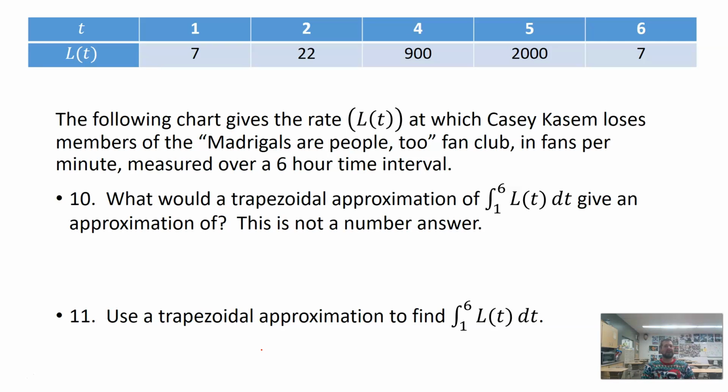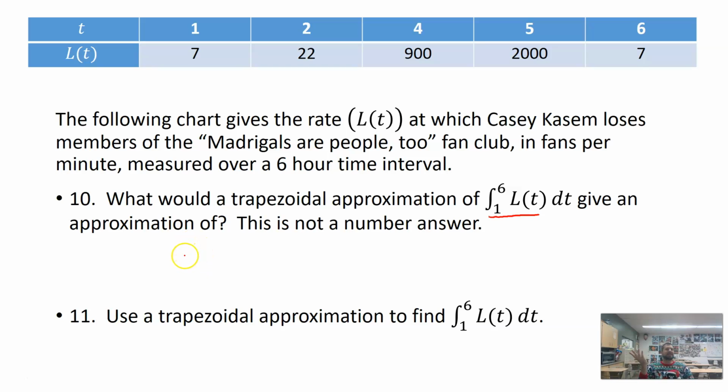Here's another one. The following chart gives the rate at which Casey Kasem loses members of Madrigal's fan club in fans per minute, measured over a 6-hour time interval. So what would the trapezoidal approximation give an approximation of? Now realize again, this is not a number answer. I don't want to know what this is. We'll do that in number 11. Instead, I want to know what it is that I am trying to find right here.